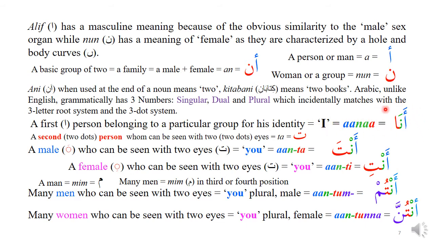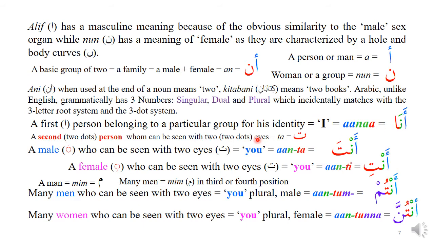So you can easily understand that alif and noon means a group, and this alif in the end is showing a person who belongs to a certain group as an identity, and which is the definition of the letter I. The meaning of the word I, ana, means I.